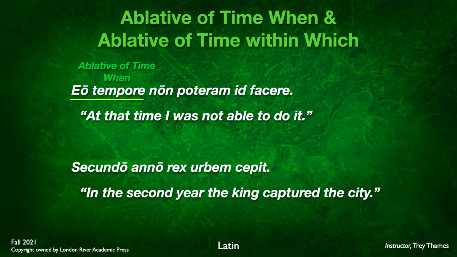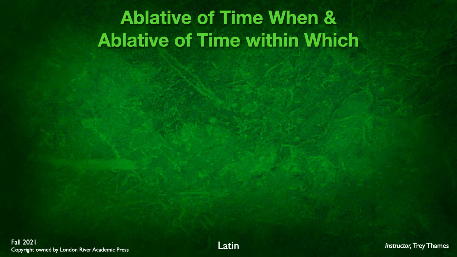Secundo anno rex urbem cepit. So secundo anno is ablative singular. Secundo anno, in the second year. We have to provide the preposition in here because we don't have one. In the second year, rex cepit urbem, the king captured the city. So again, secundo anno is an ablative of time within which, because it's telling us the time frame. When did the king capture the city? He did it within the second year. It's within this time period. It didn't happen at a specific time. It happened within the time frame of the second year. So that's an example of the use of the ablative of time within which.